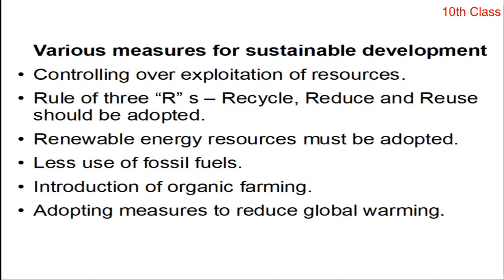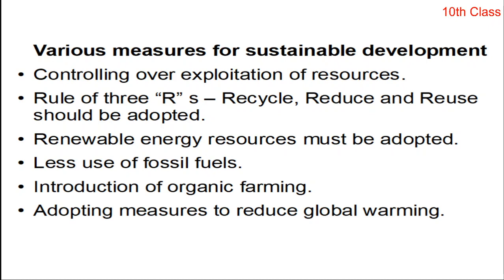In a natural way we have to grow crops, by using natural manure. We can grow crops, and that is called introduction of organic farming. So when we keep on practicing this organic farming, that also helps us to protect our environs. And then adapting measures to reduce global warming.